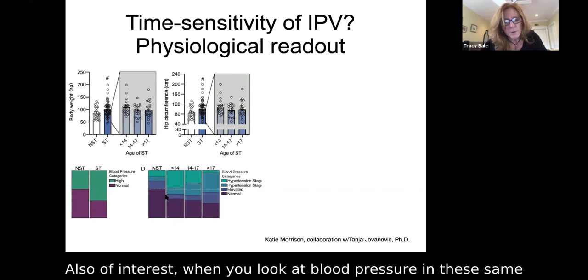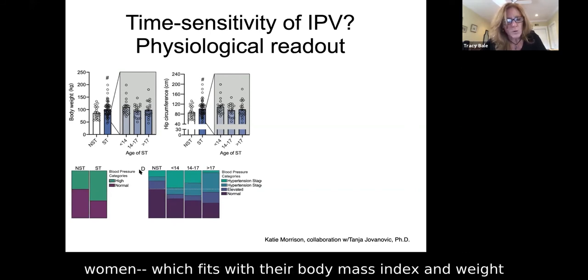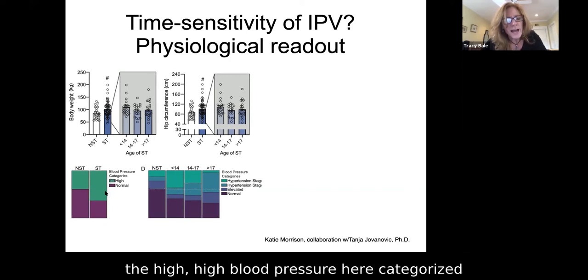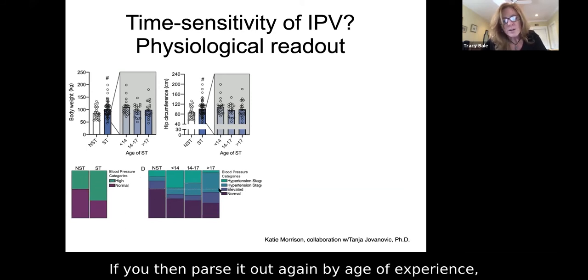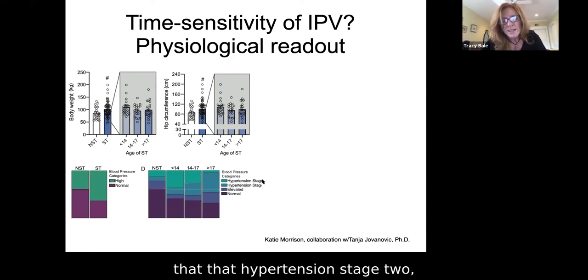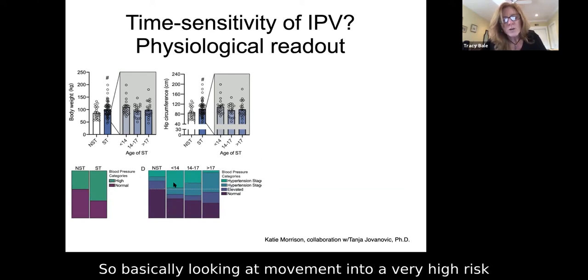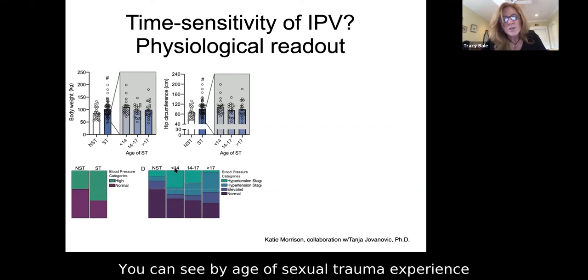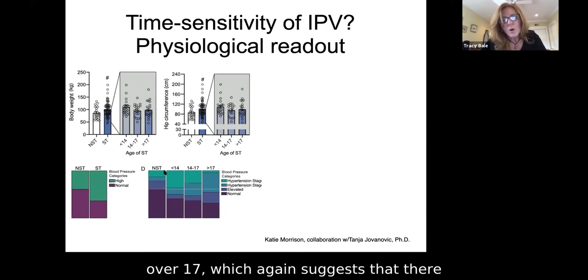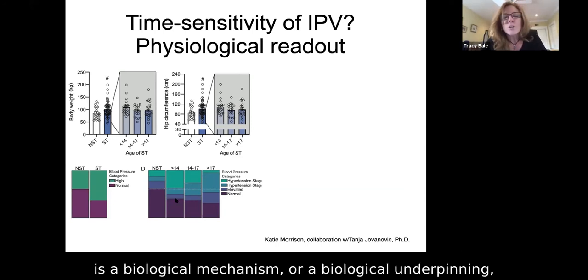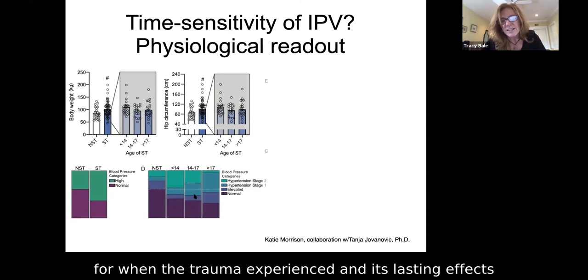Also of interest, when you look at blood pressure in these same women, which fits with their body mass index and weight gain, overall the high blood pressure, categorized for sexual trauma experience versus not, is higher in these women. If you then parse it out by age of experience, hypertension stage 2, the green one here versus stage 1, so basically looking at movement into a very high risk for hypertension at a younger age, is higher for women under 14 when they experienced it, then adolescents, and then lastly over 17. This suggests that there is a biological underpinning for when the trauma is experienced and its lasting effects on health outcomes.